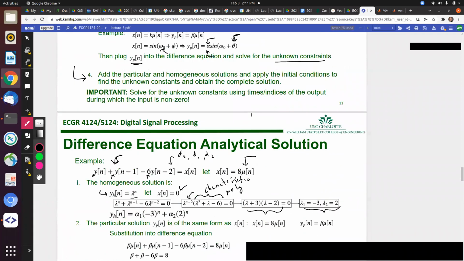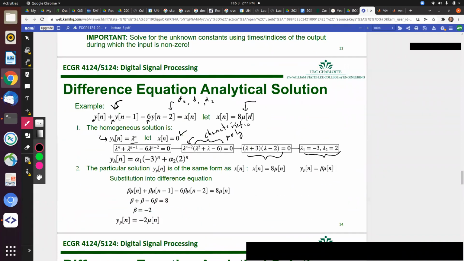So now we get lambda 1 is -3, and we can write down the solution. This is the homogeneous solution. It's alpha 1, something I don't know, times lambda 1, which is -3, so times lambda 1 to the n. And alpha 2 times lambda 2 to the n. And that's the homogeneous solution.